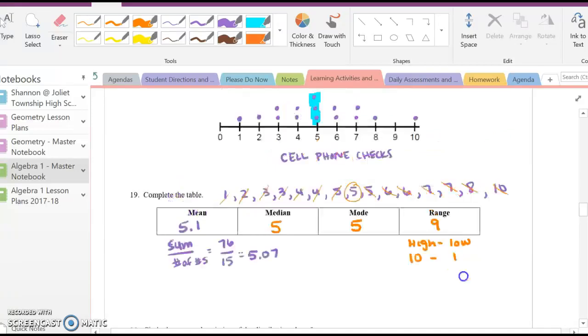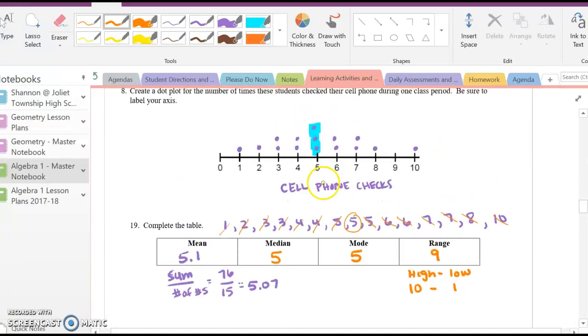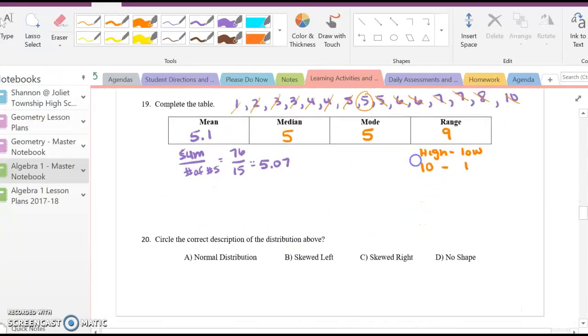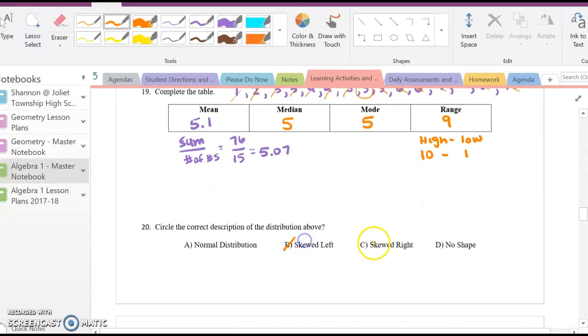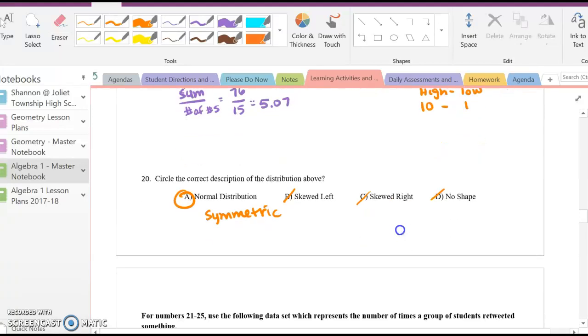Describe the shape. If we're looking, I have the highest point, which is the center. I know it's the center because it's the mean, the median, and the mode. And then I have 2 on each side, 2 on each side, another one, and then another one, and another one. So it's not skewed. It doesn't have no shape. It's normal, or another word for normal is symmetric.